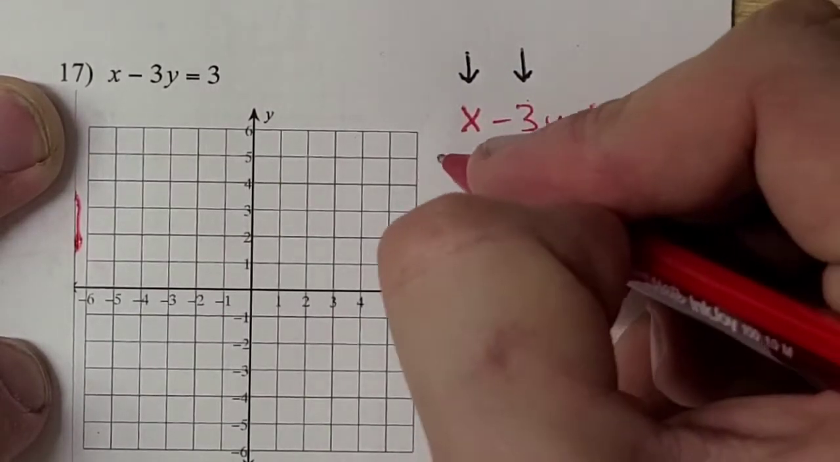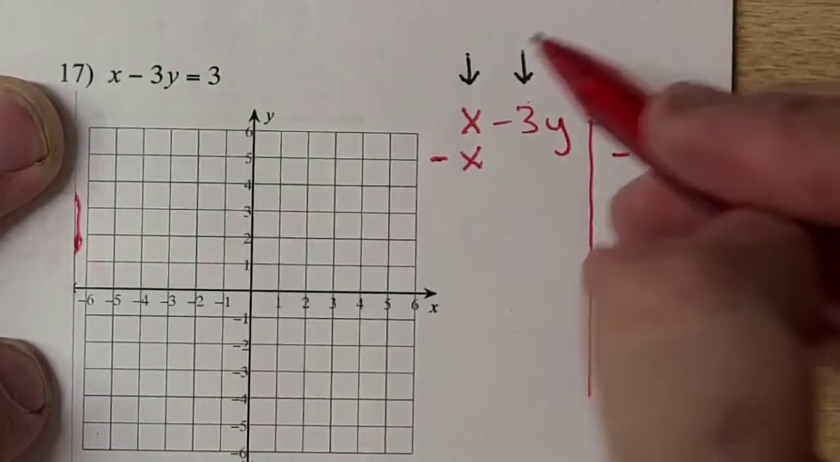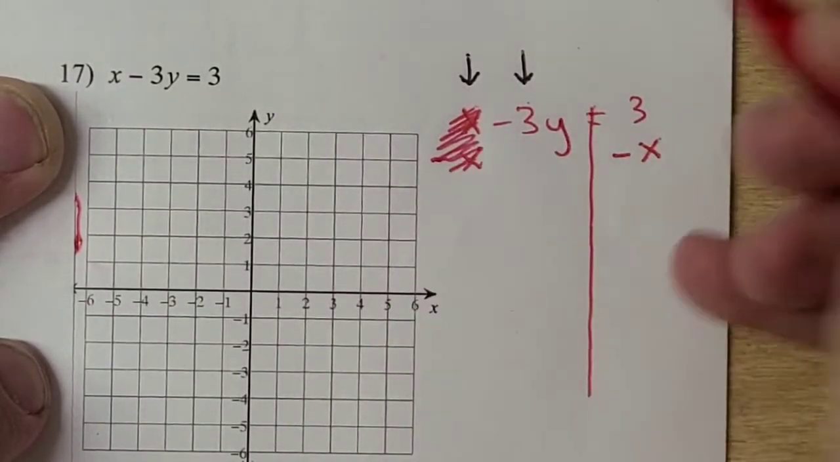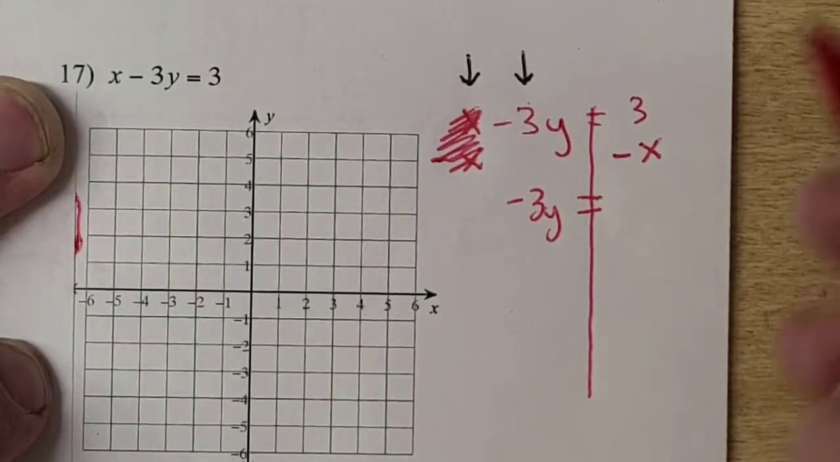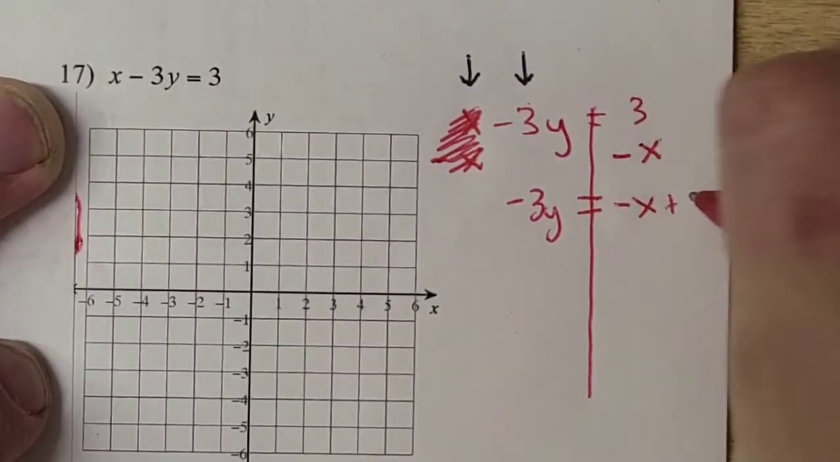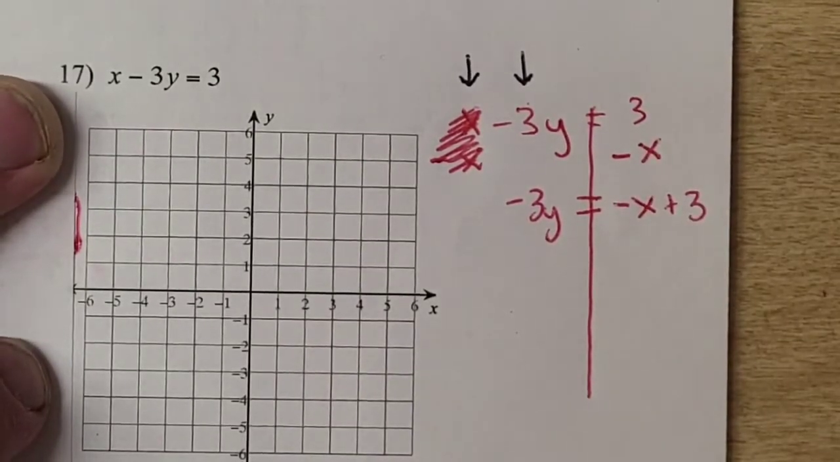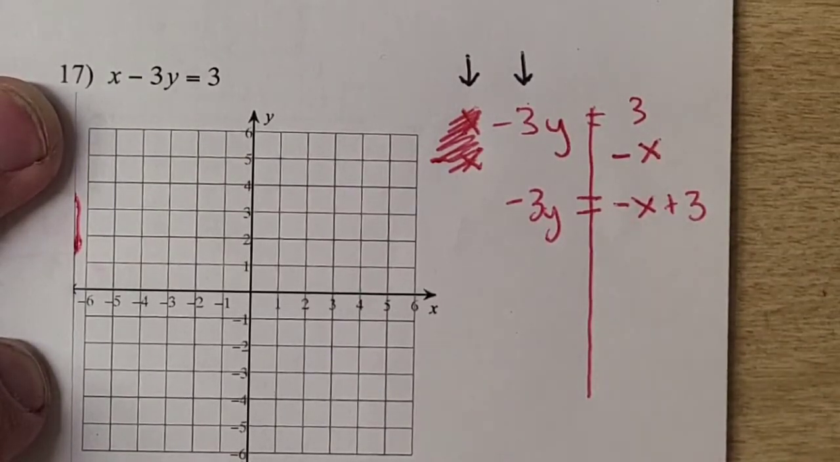So to get rid of a positive x, I'm going to subtract x. We did this in chapter 1. This goes away. I'm left with just negative 3y on this side. Now, again, like what I just said, these two things you are going to write side by side. So now I have a negative x plus 3. I'm always writing the x first because y equals mx plus b.